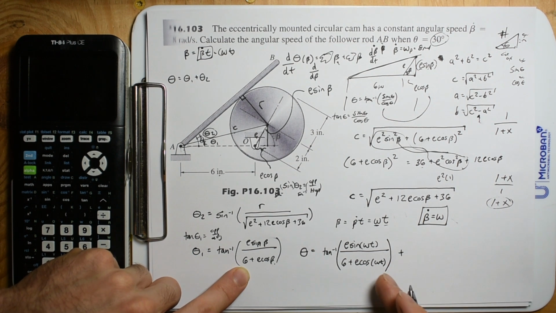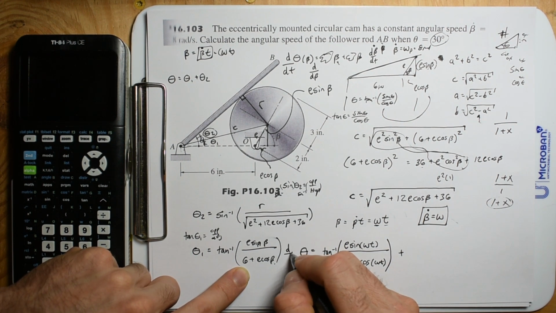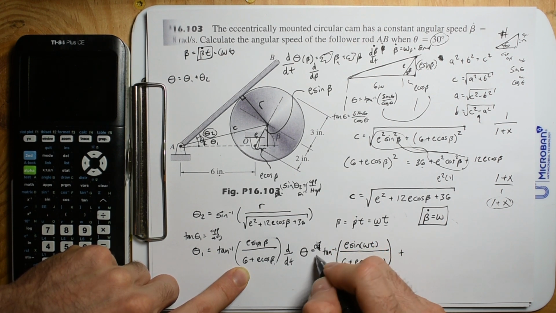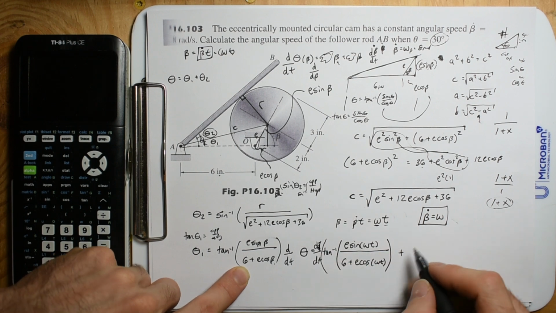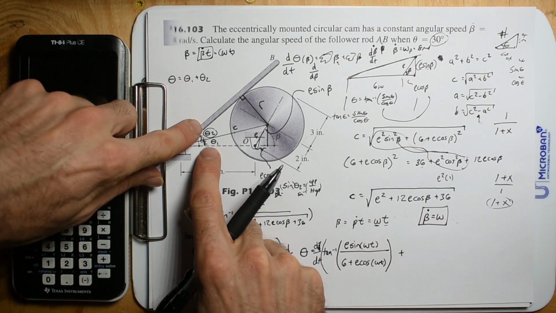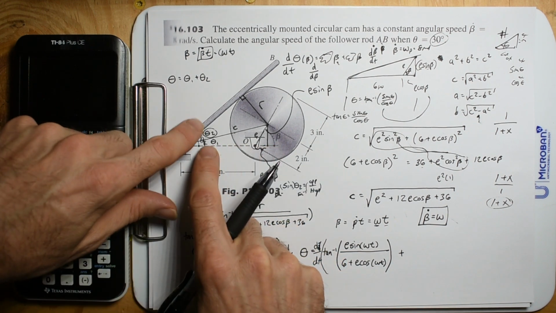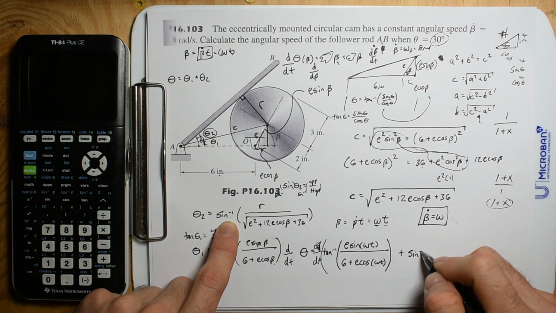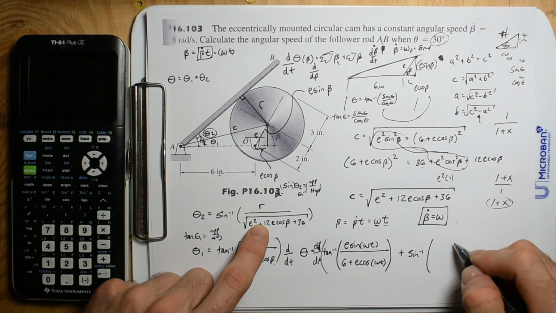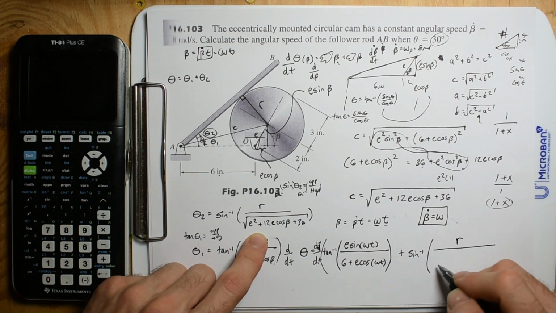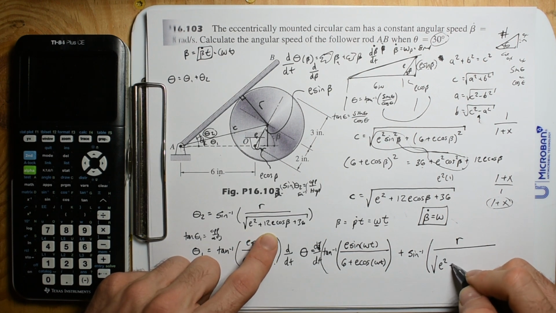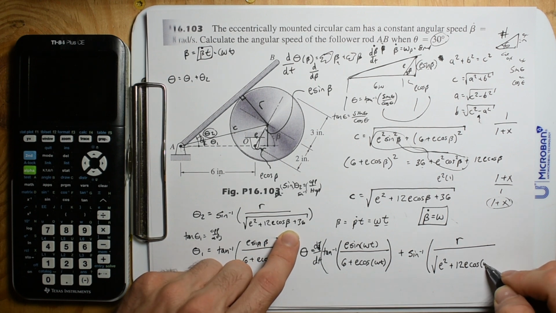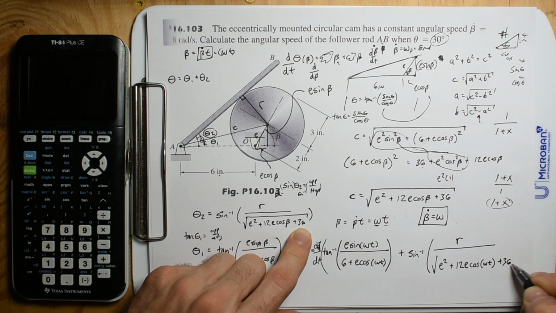And then plus, and see how it's a function of time? Foreshadowing: we're going to differentiate this as a function of time. But anyway, we need to figure out what this angle is given any beta, or given any time. That's basically what we're doing. Theta 1 plus theta 2, and then we're squaring. So we have r divided by the square root of e squared plus 12e cosine of omega t plus 36.